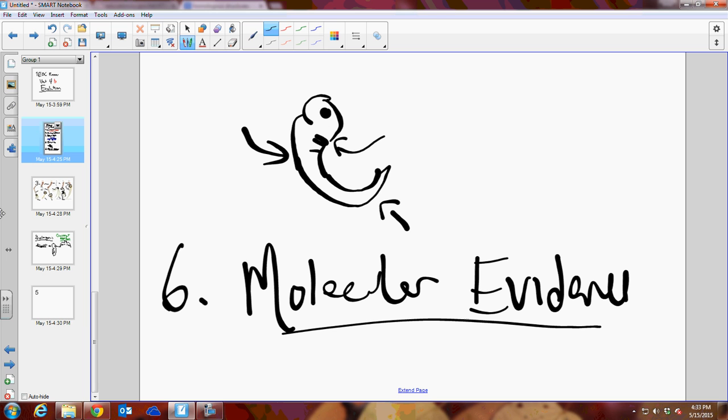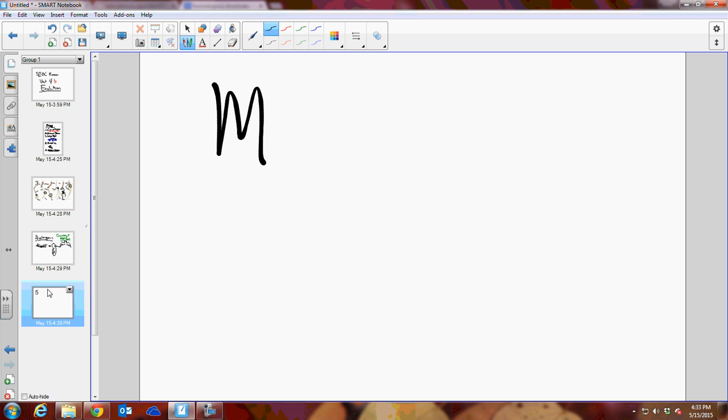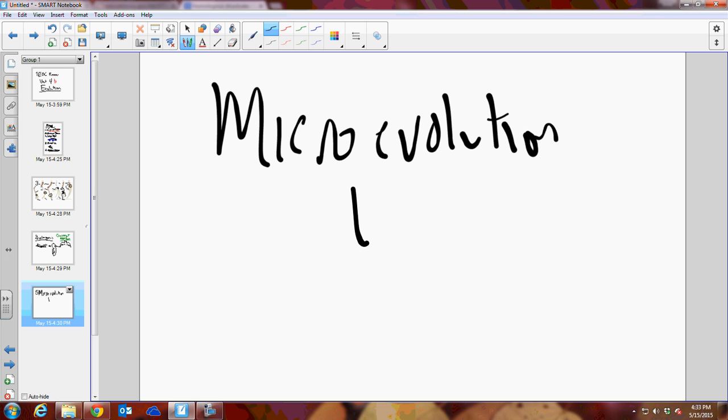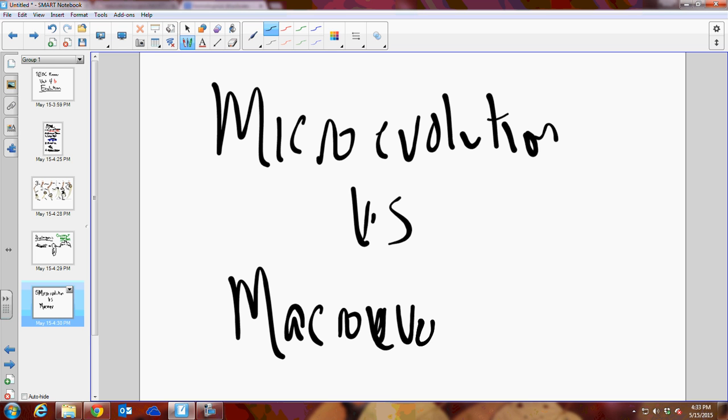Now, we talked about natural selection, but I want to talk about the difference between microevolution and macroevolution. Microevolution is small changes in a population over time, and these small changes lead to better adaptations, more fitness. Macroevolution represents large changes that often lead to the creation of a new species.